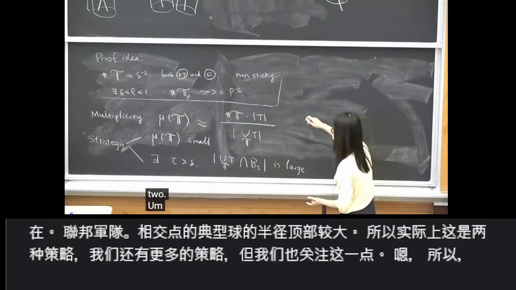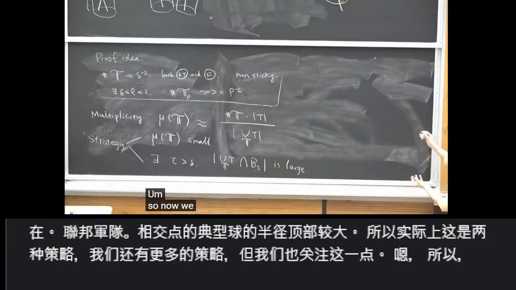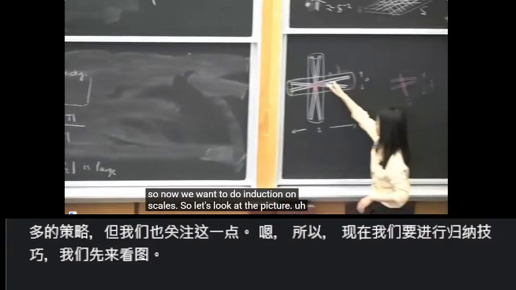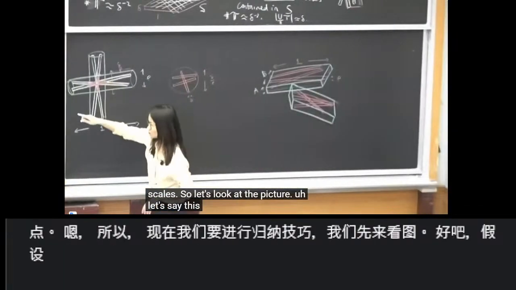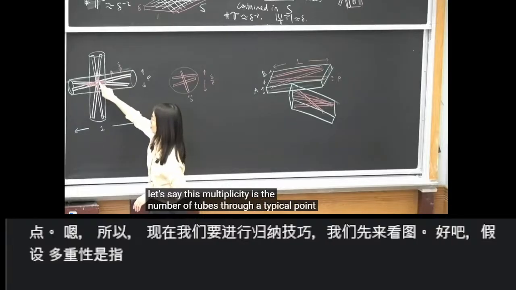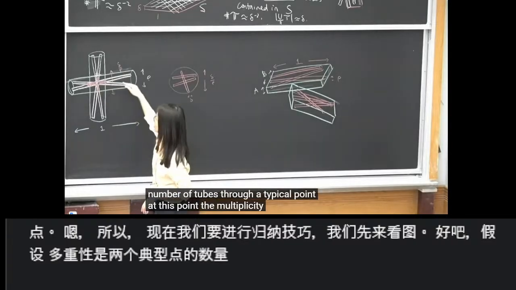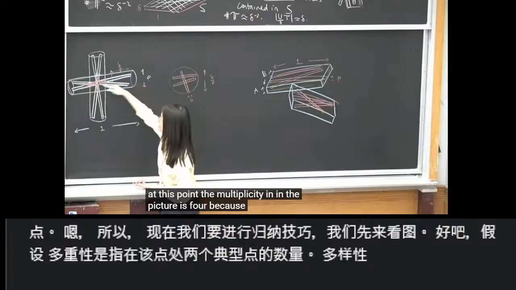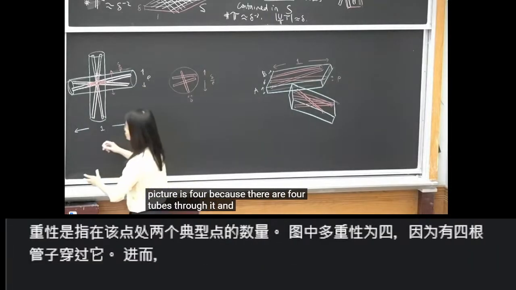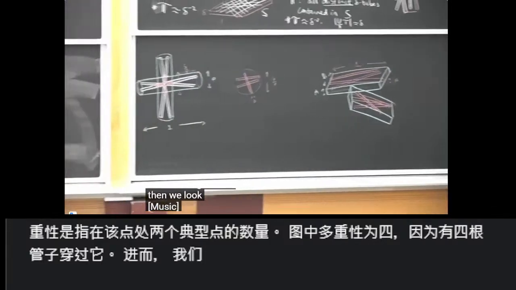So now we want to do induction on scales. So let's look at the picture. Let's say this multiplicity is the number of tubes through a typical point. At this point, the multiplicity in the picture is 4 because there are 4 tubes through it.